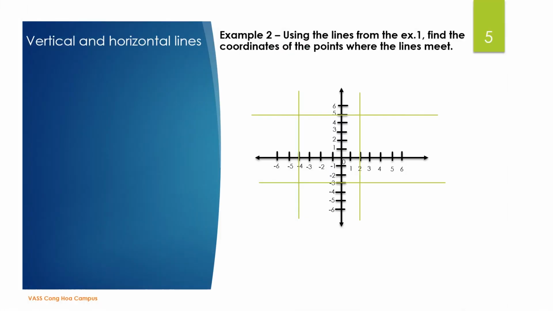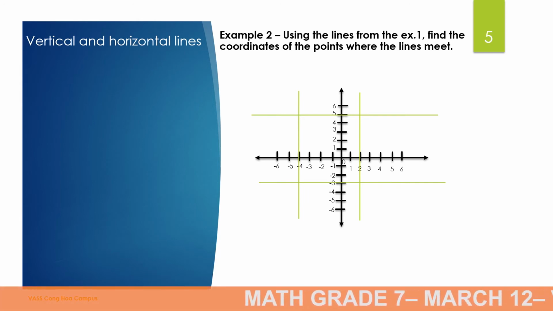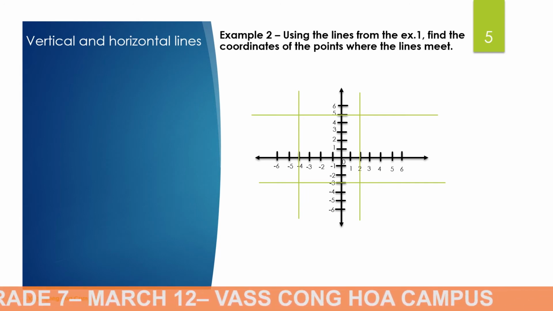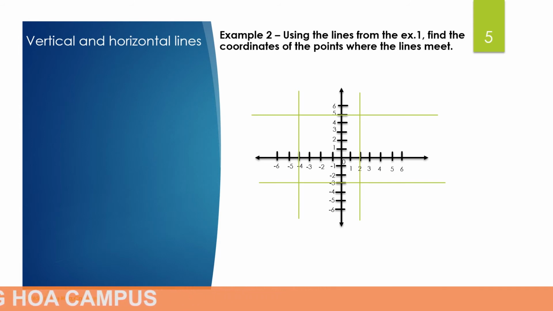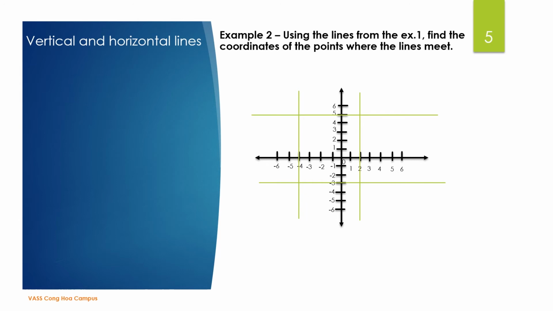Example number 2. Now we are going to use the straight lines that we drew in our first exercise. Now, using these lines, first we need to find the coordinates at the corners. Where the two lines meet, we need to find those coordinates. Now, let's see. So we have 4, as you can see, A, B, C, and D. Now we need to find the coordinates.